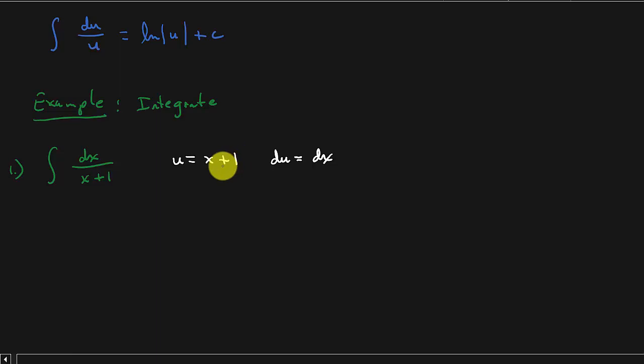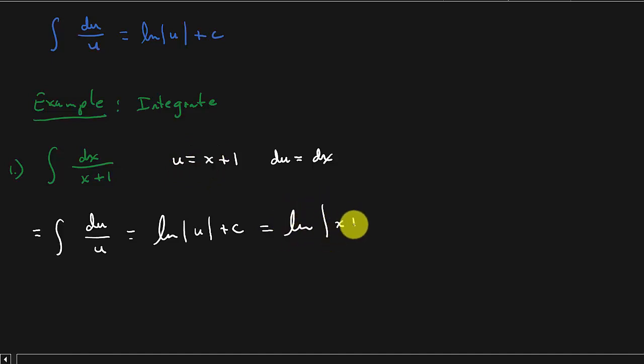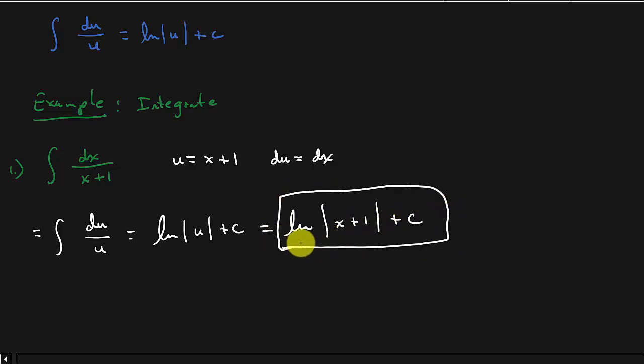And so now you can see the x plus 1, I'm going to replace that with u. And you can see dx is going to be replaced with du. So let's make that substitution. So I've got du over u. And you can see it's in this form now. And so now I have natural log absolute value of u plus c. And then we have to get it back in terms of x. So that's natural log absolute value of x plus 1 plus c. And there's our answer. Okay.